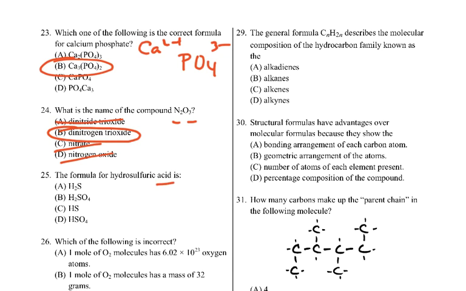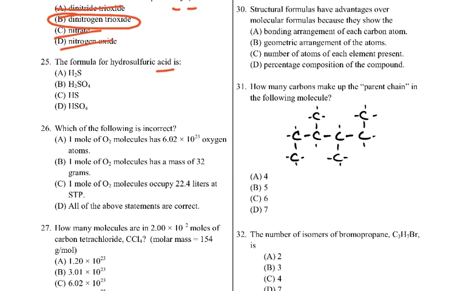Sulfuric acid, hydrosulfuric acid. So hydro-ic acid means it must end in "ide." And so we are talking about sulfide. And sulfide is S2 minus. So we want the compound with S2 minus, H2S right there.